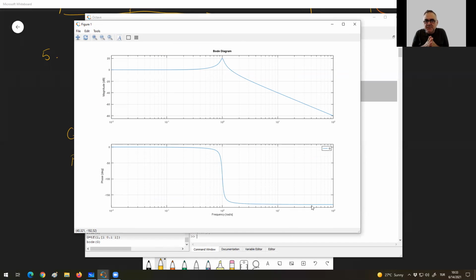This is a little bit different from what we have seen in 301, because in 301 we were plotting not the logarithmic but linear omega plots. So logarithmic plots are a little bit different, but the shape is more or less similar.